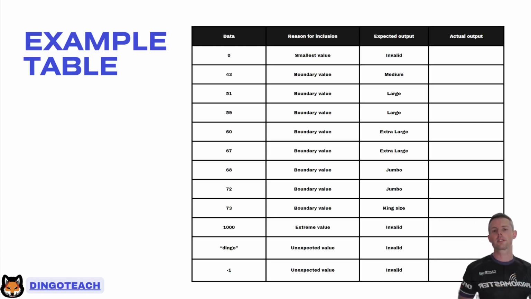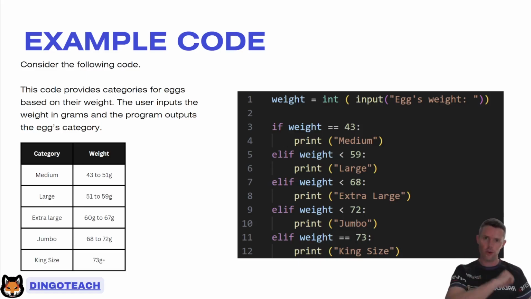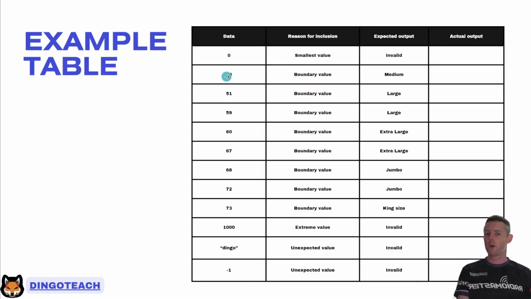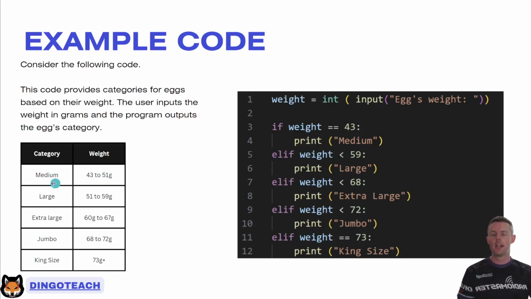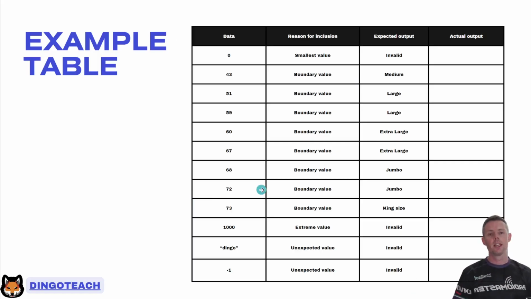As you'll notice, I've tried to include as many different options as possible. So 0 is the smallest value my program should be able to handle, and it should be invalid because the smallest egg you can sell in Australia is, if I go back, 43. If I put in 43, it's a boundary value because it is on the cusp of the medium category, so it should produce medium.